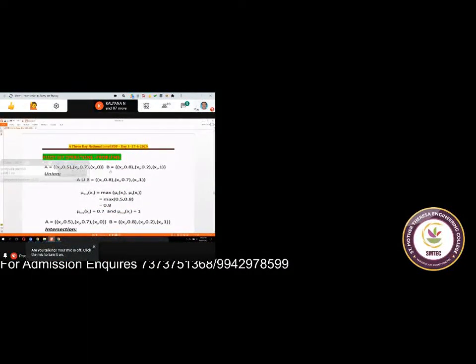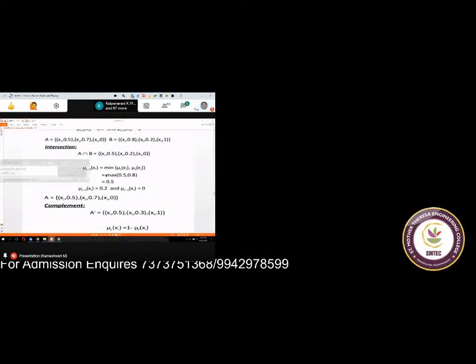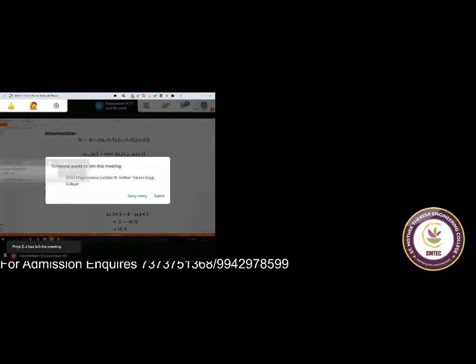Now take the element x1. Its value is 0.5 and its value is 0.8. Then what will be the maximum value? Maximum value is 0.8. Similarly, you can go for working to intersection and also complement.